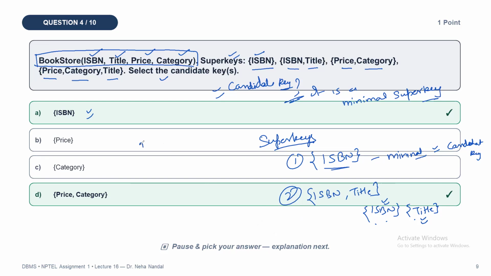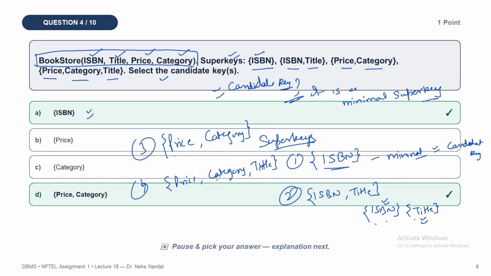Now next, let's take the third one, that is price and category. Before that, you have to see that its further form is also given as a super key, that is price, category, and title. So now we have to check what is the minimal one out of them.